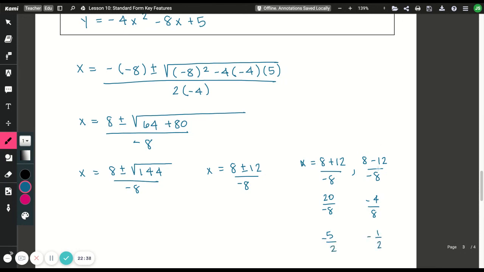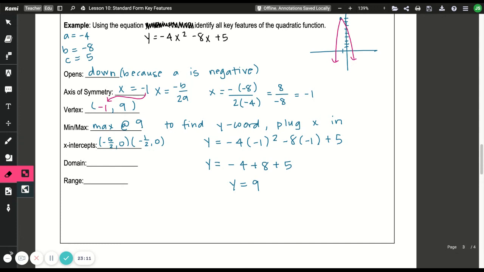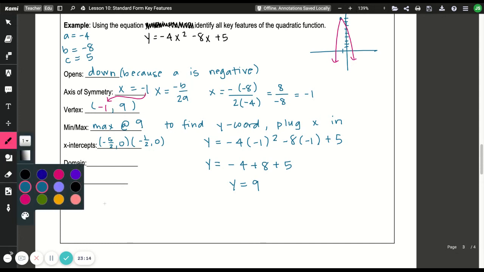So we ended up with fractions. They could be worse. They could be irrational and horrible decimals. But negative 5/2 and negative 1/2 are my two x-intercepts. So negative 5/2, 0, and negative 1/2, 0. Oh, I forgot the y-intercept. I forgot to show you on the last one how to find the y-intercept. Let's add that down here. The y-intercept.